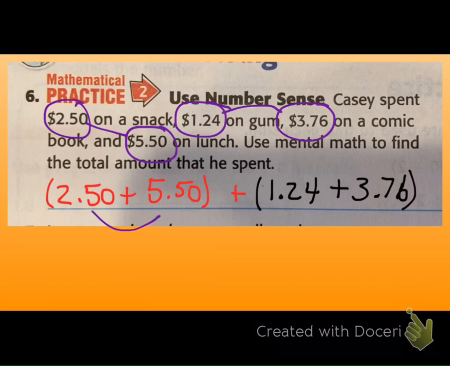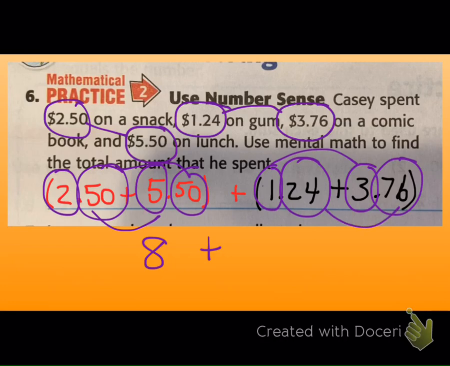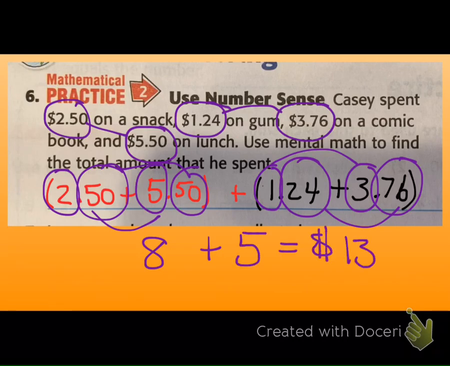So let's go ahead and solve this. If I add these together, I know I can add these wholes together. I can add these parts together. 2 plus 5 is equal to 7. I have another dollar here, so I have a total of $8. Here, doing the same thing. I'm going to add these wholes. 3 plus 1 I know is 4. 76 cents and 24 cents, I know that's going to be another whole, so 1 plus 1 plus 1. That's a total of 5, so we have a grand total of $13. Hopefully you got that.